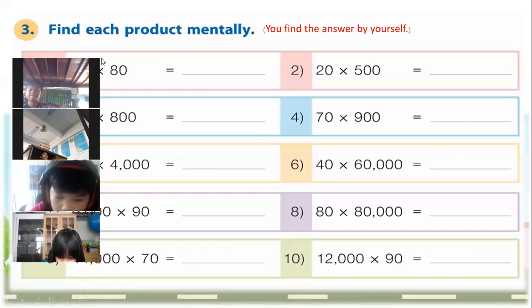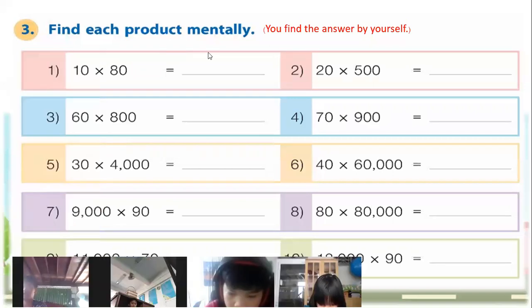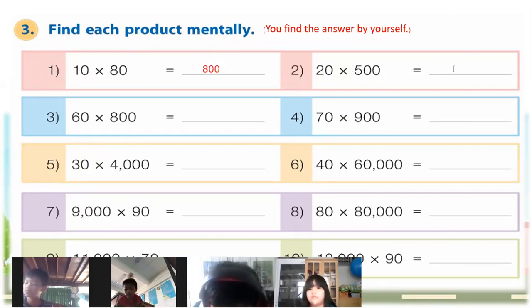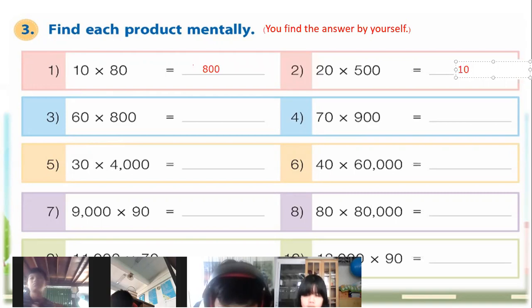Here we have to find each product. We have to find it mentally. All right, so we have the numbers given to us. 10 multiplied by 80. 800. Very good. 800. Number 2. 2 tens multiplied by 500 is equal to 10,000.